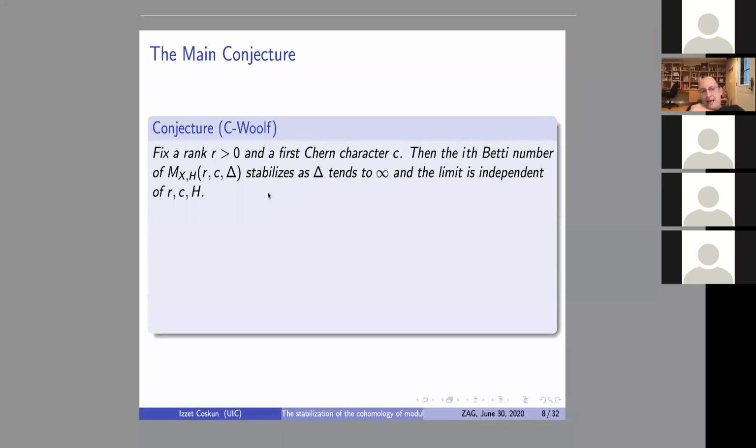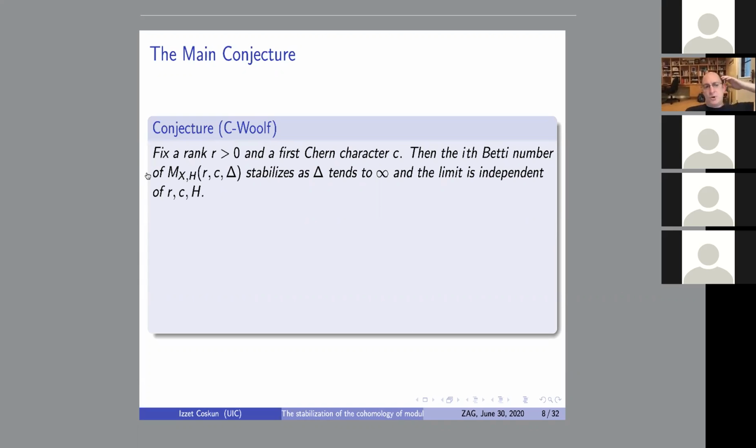All right, so let me tell you what the conjecture is now. Fix a rank and the first Chern class c1. Then the claim is that the ith Betti number of these moduli spaces should stabilize as the discriminant tends to infinity. And furthermore, you see these spaces depend on the rank and the first Chern class, they depend certainly on the second Chern class or the discriminant, and they depend on the polarization.